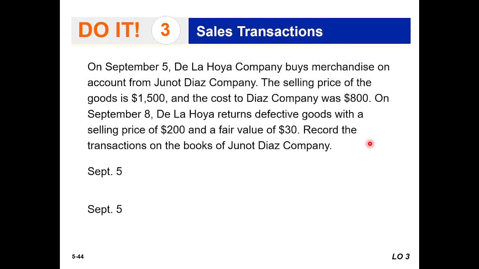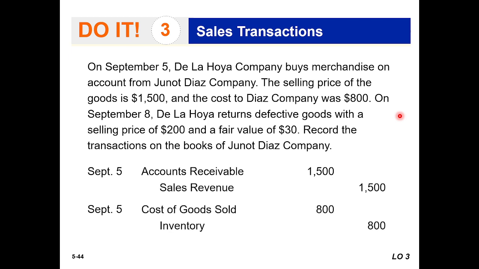Now, on September 5, Dealer Hoa Company buys merchandise on account from Diaz Company. That means the buyer is Dealer Hoa Company. The selling price of the goods is $1,500, and the cost to Diaz Company was $800. So we can answer this question with the entry first: accounts receivable debit and sales revenue credit, and cost of goods sold 800 debit and inventory credit.